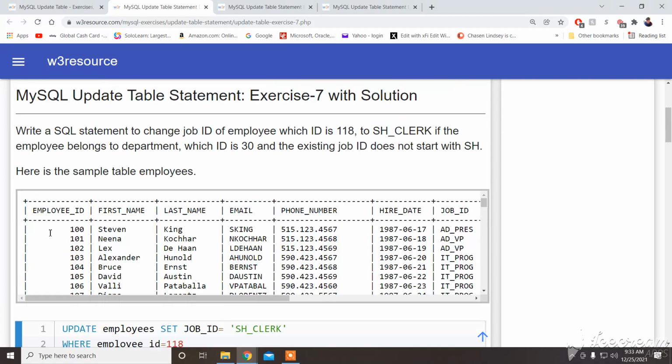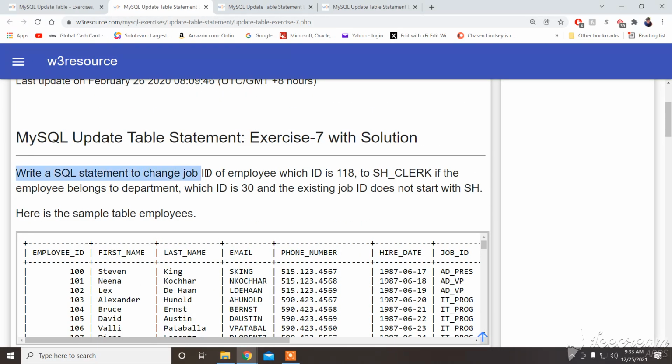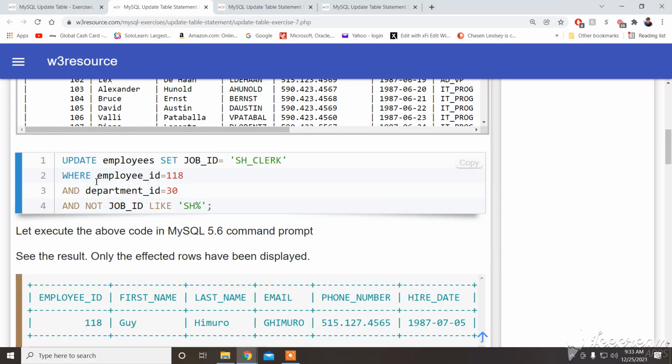All right, what number is this? Number 7. Write a SQL statement to change the job ID of employee 118 to SH clerk if the employee belongs to the department whose ID is 30 and the existing job ID does not start with SH. Update employee, set job ID equals 'SH clerk', where employee ID equals 118 and department ID equals 30, and not job ID like 'SH%'.